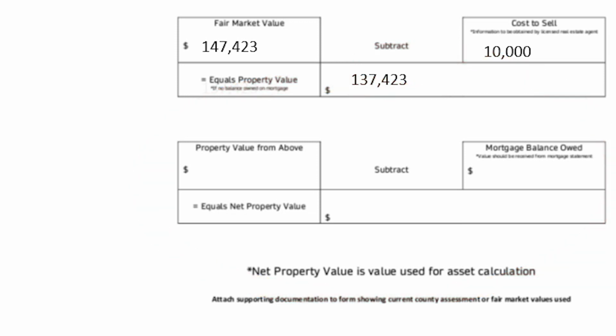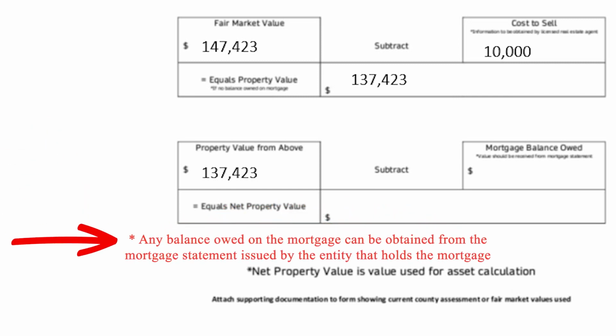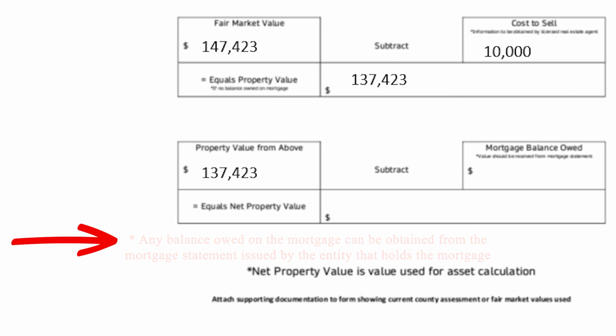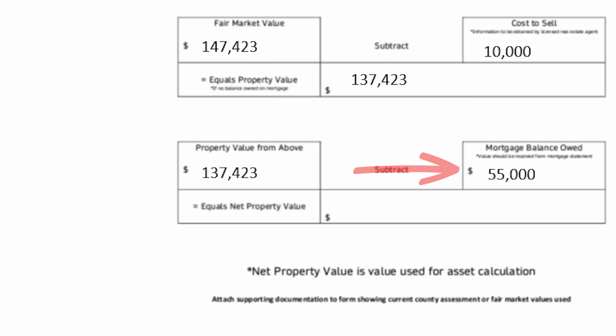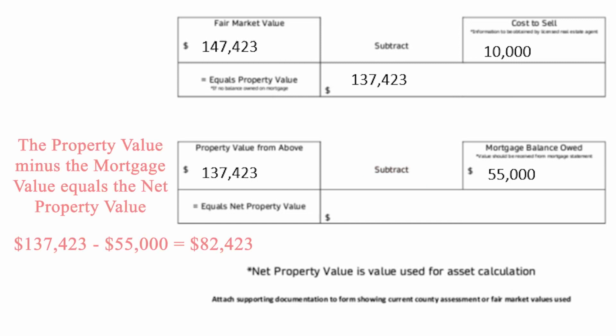The third set of boxes pertain to any balance owed on the property mortgage. If no balance is owed, the net property value would be $137,423, and this is the amount we would use as the value of the asset. If there is an amount owed on the mortgage, the balance can be obtained from the mortgage statement issued by the entity that holds the mortgage. For example, the mortgage balance owed is $55,000. The property value minus the mortgage value equals the net property value of $82,423. This is the value of this asset.